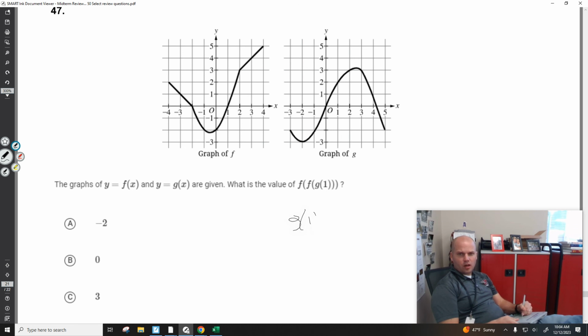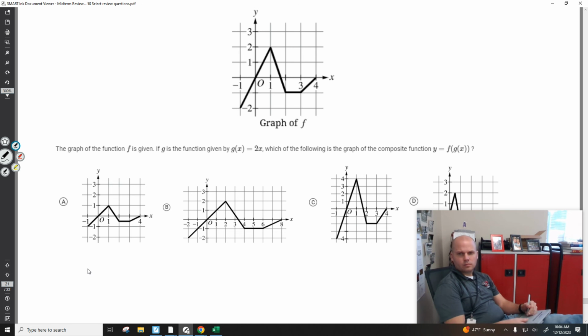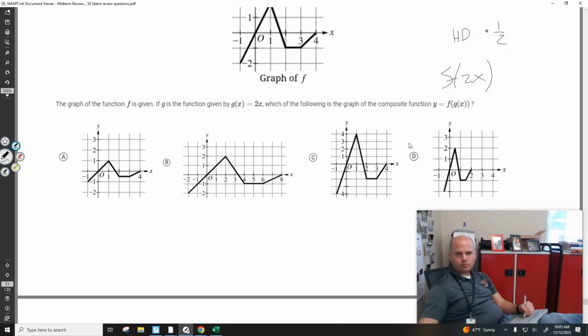Ooh. G of 1 is 2. F of 2 is 3. F of 3 is 4. F of 2x is composing F and G. It would be a horizontal dilation by a factor of a half, which means I'm taking my x's and multiplying by a half, which means 4, 0 goes to 2, 0. That's that one.